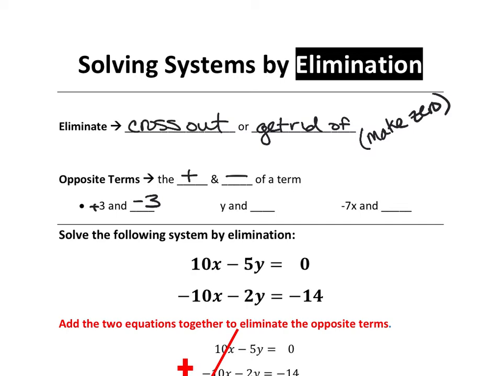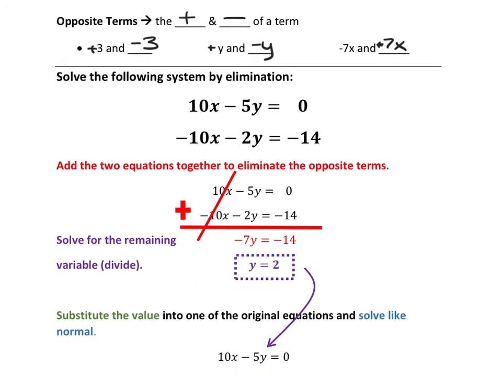If I asked you for the opposite term of y, you would say negative y, because you already have a positive y. So what would be the opposite term for negative 7x? Absolutely, that would be 7x, because then I have both the negative version and the positive version of the term 7x. So when we're making the 0, when we're creating these opposite terms, that will help us solve systems by elimination.